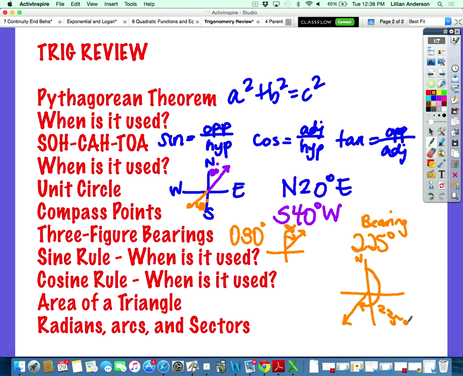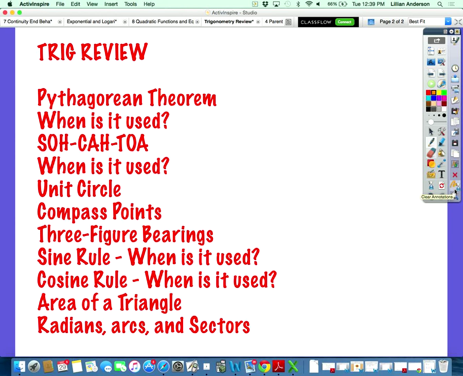Sine rule. You don't have to memorize it, it's in your reference booklet, but when do you use it? When you have side, angle. No, that's cosine rule. When you have two sides and an angle. So you're saying that if I had 40 degrees and 80 degrees, two sides and the angle included? I think that's cosine rule.